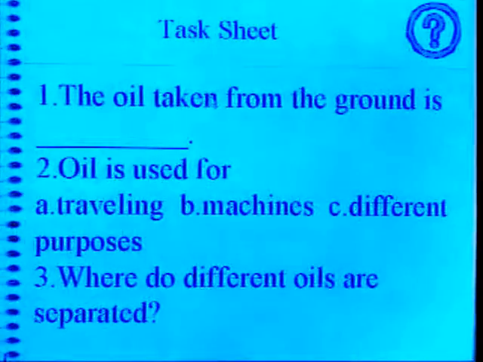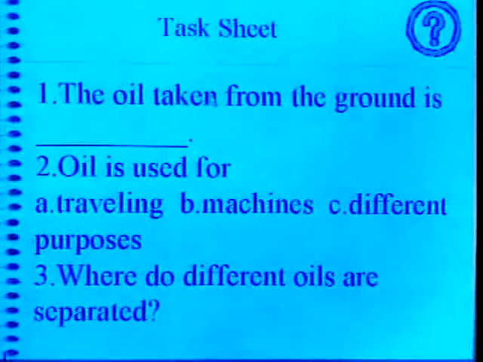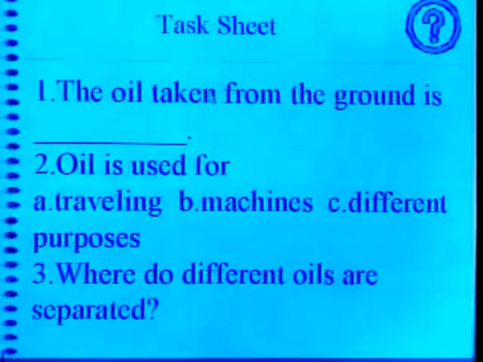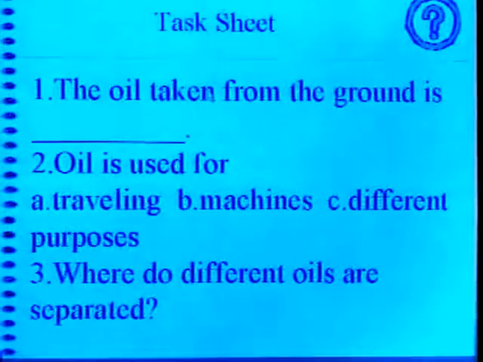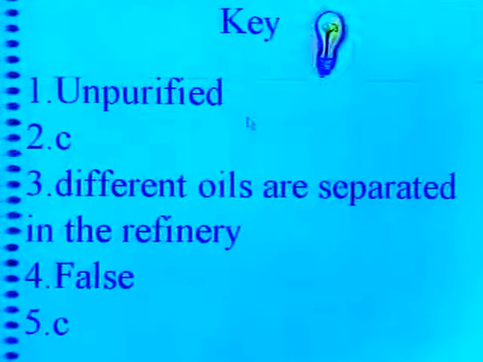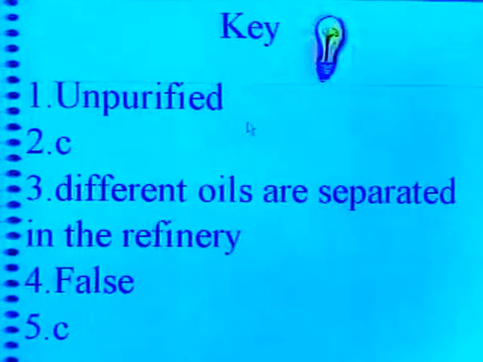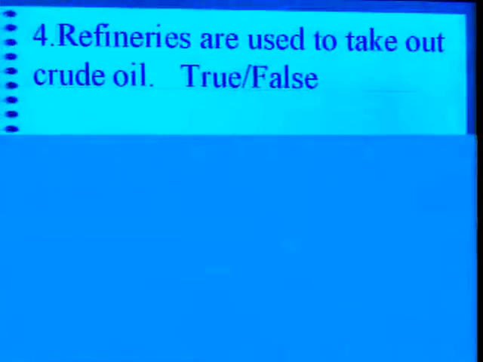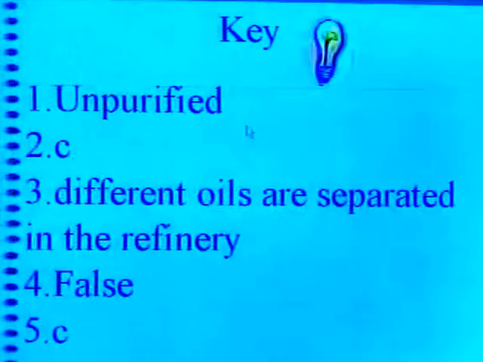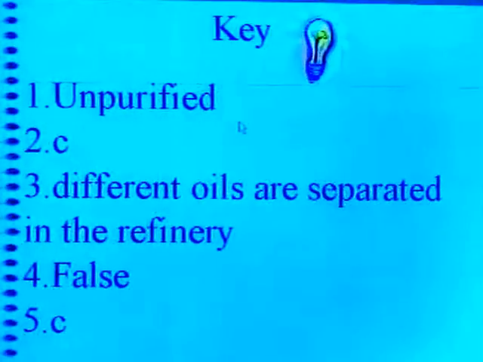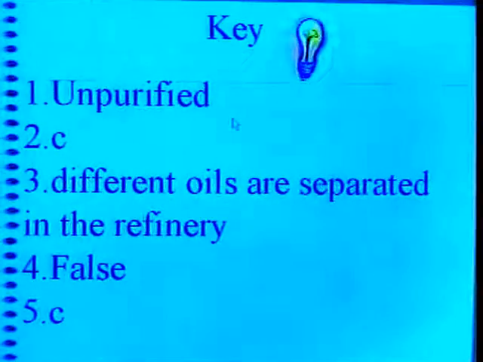Question number 3 requires a statement as an answer. The question is, where are different oils separated? Different oils are separated in the refinery. Question number 4. Refineries are used to take out crude oil. True or false? The answer is false. Refineries are used to separate different types of oils.